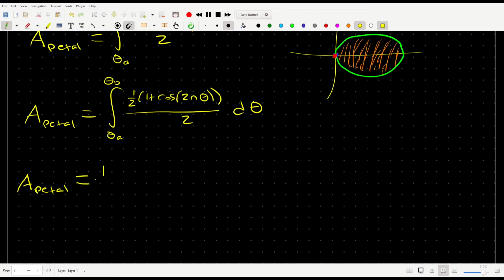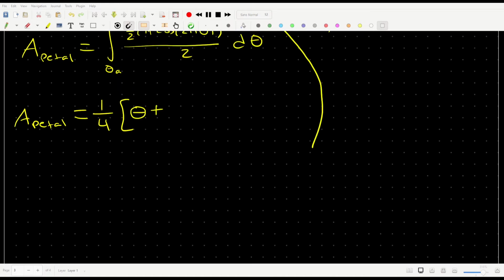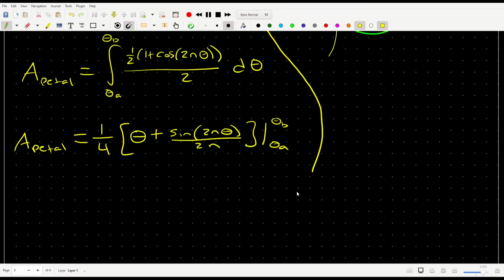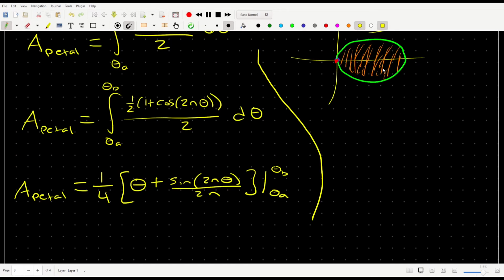Which is going to be 1/4 times the antiderivative of this with respect to theta, which will be theta plus, since the antiderivative of cosine is sine, 1/2n times sine of 2n theta, evaluated from theta A to theta B. And so this gives you the area of any segment of this rose curve.